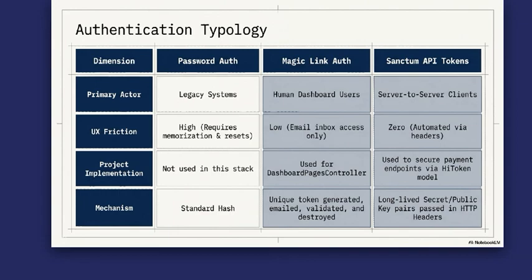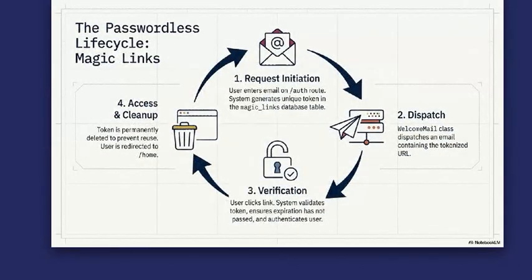The slide breaks down the lifecycle into 4 steps. Step 1 is request initiation. Right. The user enters their email on the auth route. The system then utilizes a cryptographically secure pseudo-random number generator to create a unique token, which it stores in the Magic Links database table. And it's important to note the anatomy of that token. It's not just some random string of letters. It's a high entropy key tied to an explicit expiration window, often just 10 or 15 minutes, and it's cryptographically bound to that specific user's database ID.